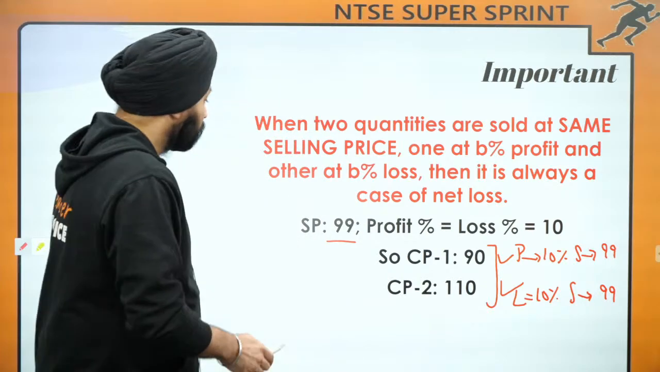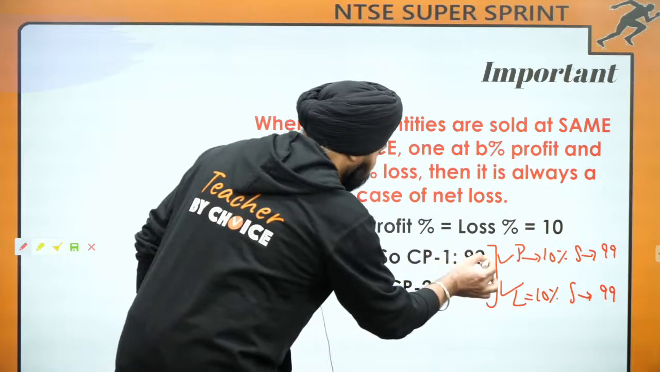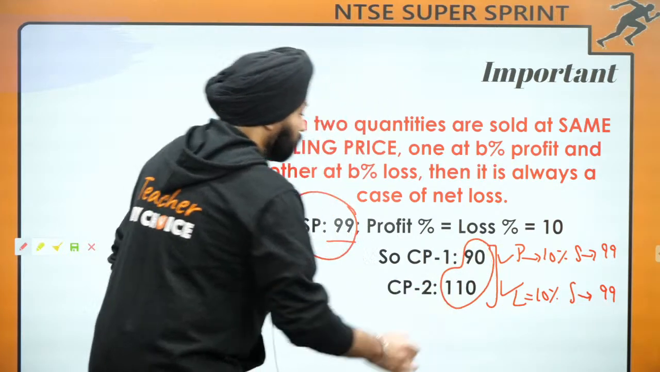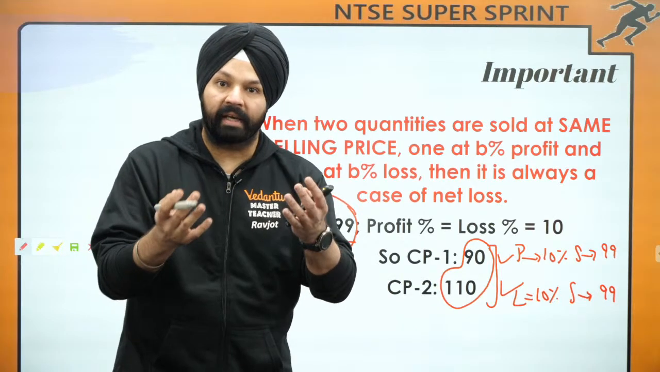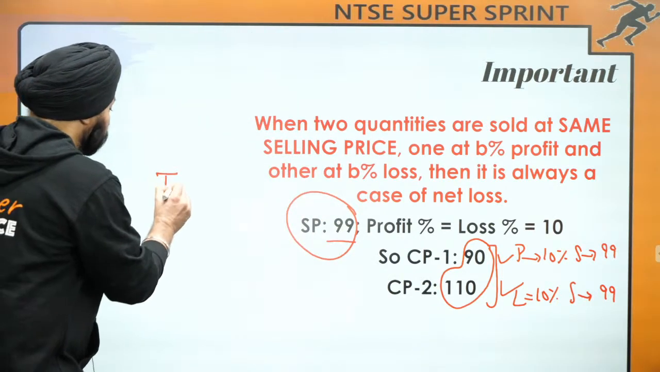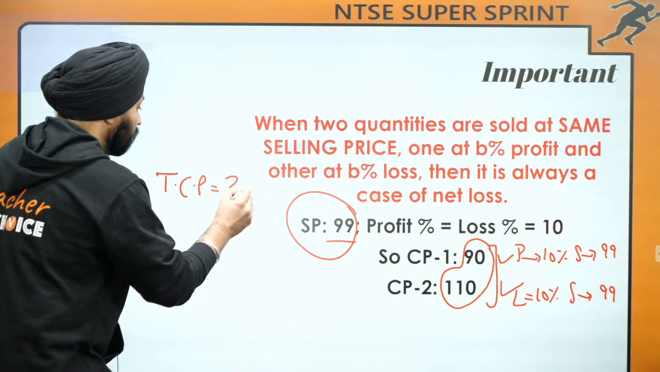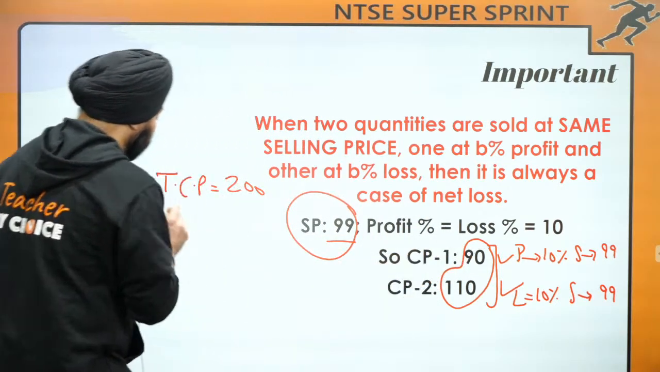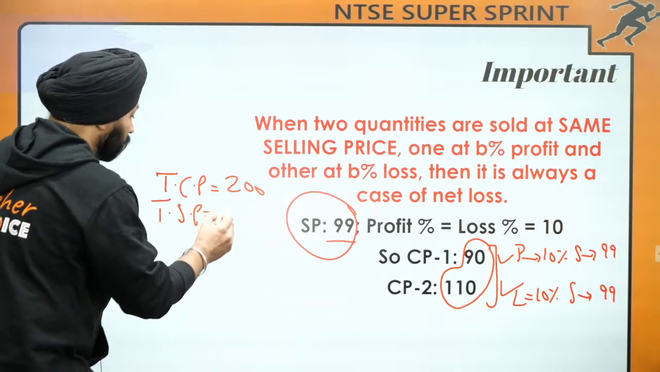So, in short, you are selling two things at 99 rupees. This is your cost price. Now you just need to check. I've shown you a case. Now you need to check: what is the total cost price? Well, total cost price in this case is 200, 110 plus 90. What is the total selling price? That is 99 into 2.